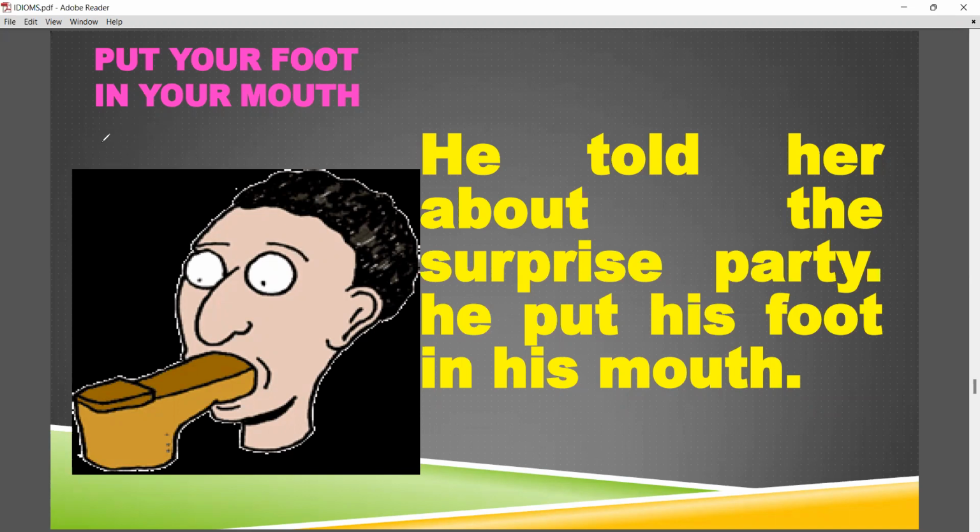So it is basically to say something, or to do something, which is tactless, very stupid, or very embarrassing. Something that has caused you embarrassment. What he has done is revealed the surprise party. That is something you should not do. That is tactless and embarrassing. To say or do something which is tactless and embarrassing is to put your foot in your mouth.